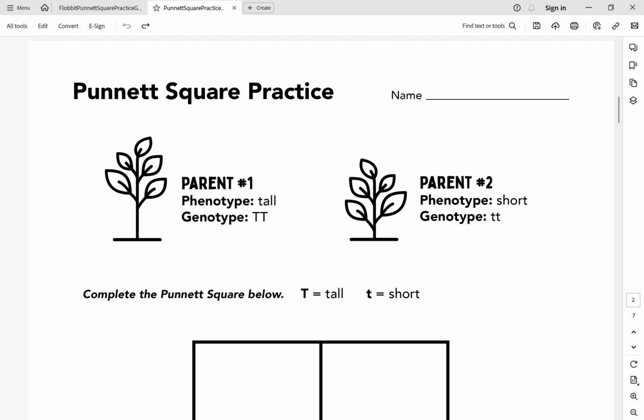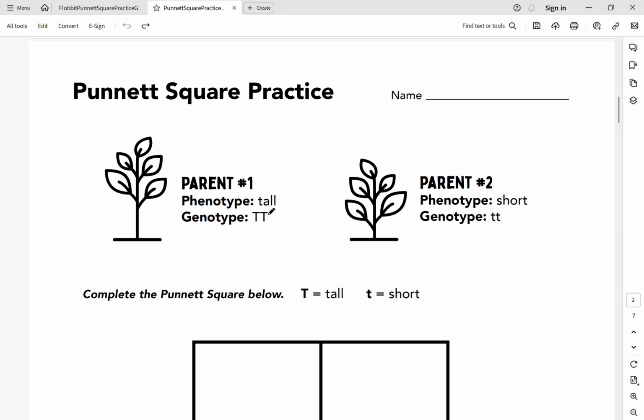Okay, today we're going to talk about how to use the Punnett square to make predictions about offspring of two parents. In this sheet here, we have two plants, parent 1 and parent 2. They have the phenotype of tall and short, respectively, as you can see here. The sheet also gives you the genotype, which is the more important bit for us.